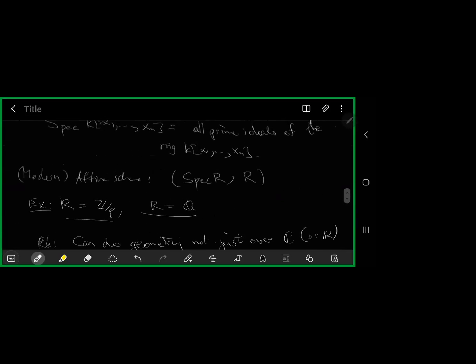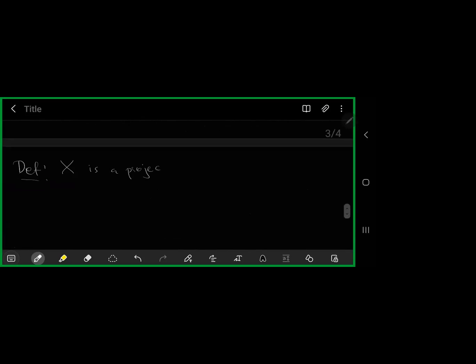Okay. Now, what I want to say is I want to define what a projective variety is. So we saw what an affine variety is. It's Spec R together with the ring R. So for a projective variety, you can define it in a way that doesn't talk about any kind of embedding. But here, I don't want to do that right now. But if people are interested, I can say that.